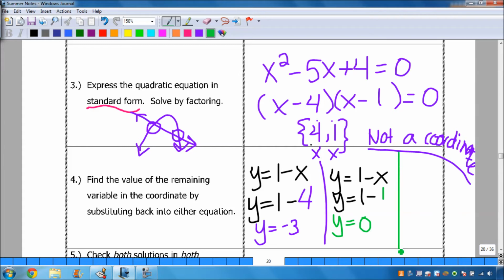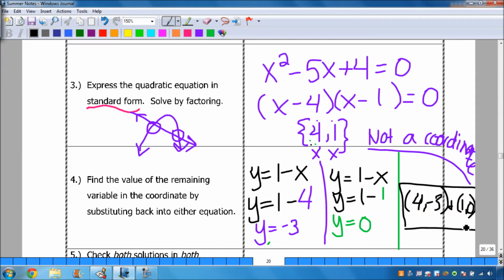Put them together in coordinates. Now, a lot of people used to ask me, well, which goes with which? Do I put the 4 with the negative 3 or the 4 with the 0? Think about it logically. You plugged 4 in to get negative 3, so the 4 and the negative 3 go together. So your coordinates are 4, negative 3, and 1, 0. Okay? So those are your answers.